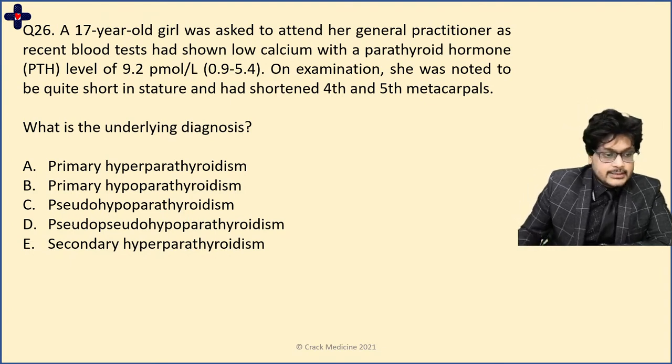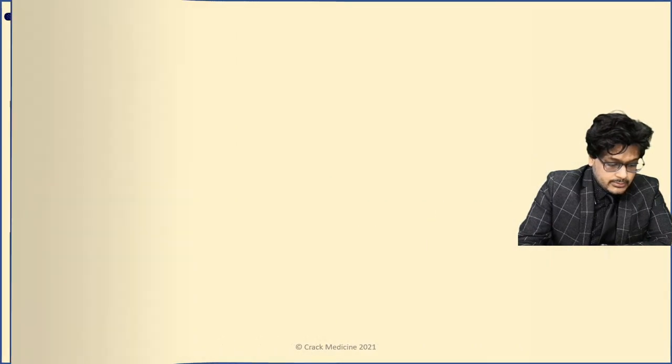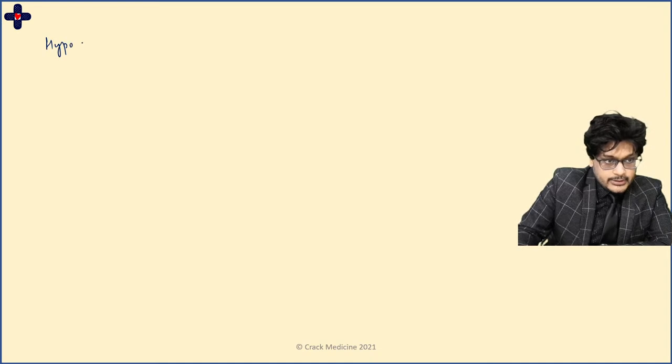Okay, so C is the correct answer. Pseudohypoparathyroidism. And why so? We will know. Because in hypoparathyroidism, you have a reduced secretion of PTH. Just write it down quickly for you.